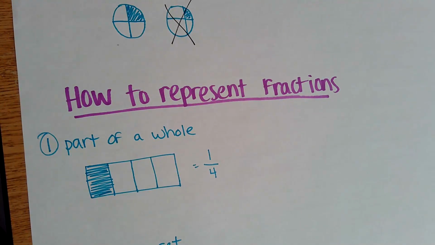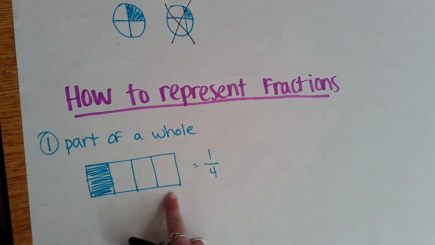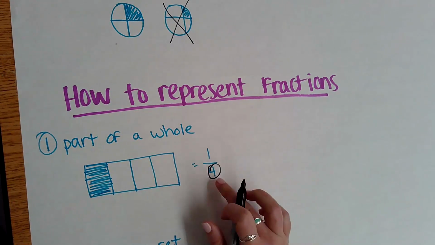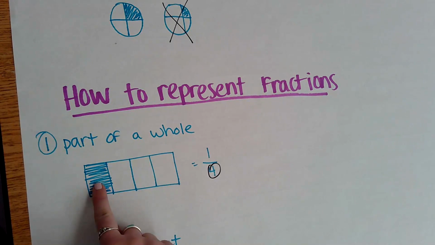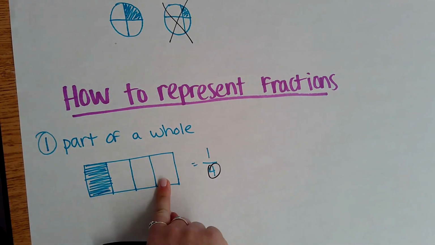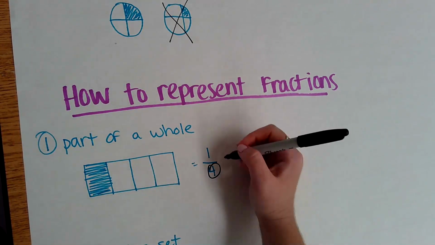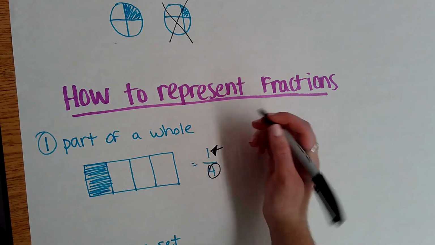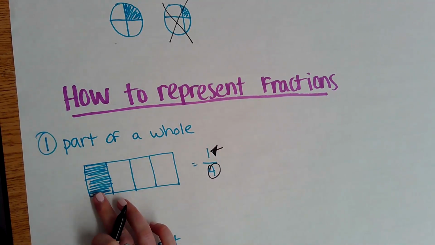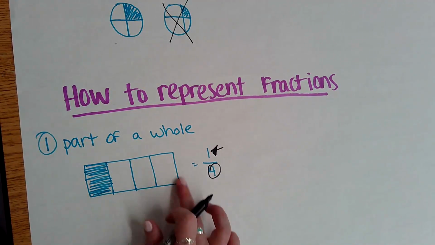Different ways to represent fractions in third grade. One way that we can represent fractions is called part of a whole. So for this image right here, this drawing, I've drawn a rectangle. Because my denominator is a 4, that tells me I need 4 pieces. 1, 2, 3, 4. They are split up evenly. And then my numerator right here is a 1. That tells me I need to shade one of my fourths. 1/4.